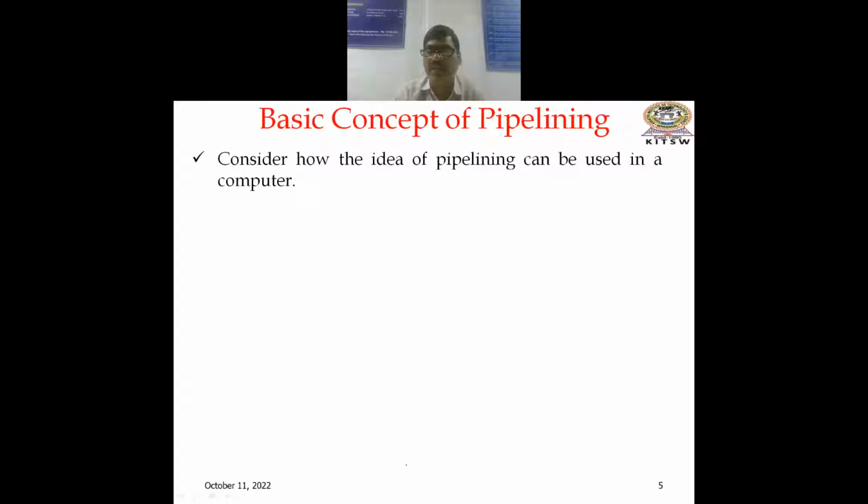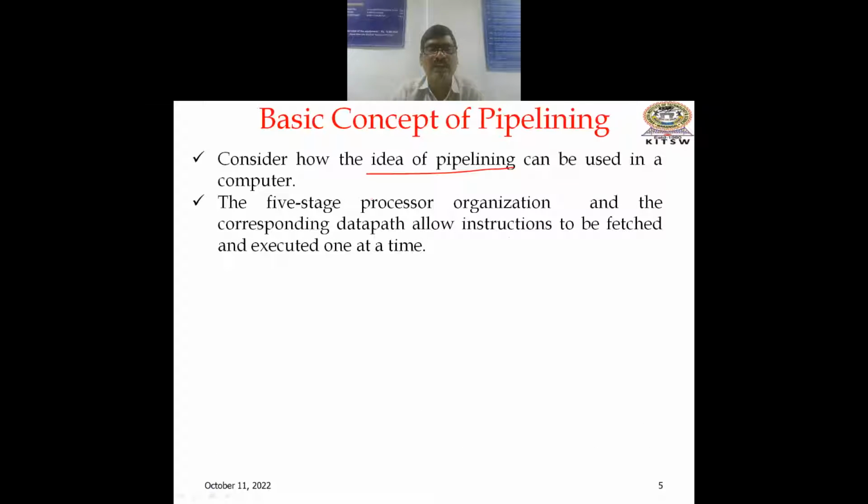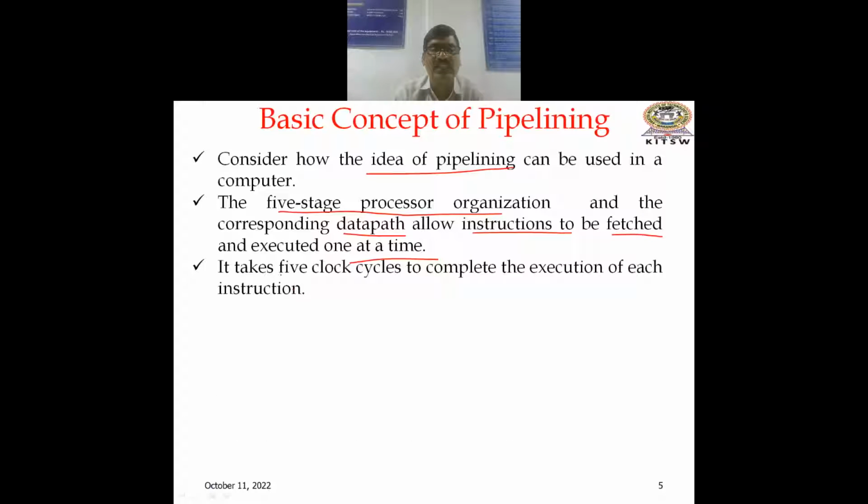So if we are able to apply that particular concept of the assembly line in computer hardware when we are executing instructions, that is the idea of pipelining used in computers for execution of instructions. We discussed the five-stage processor organization and the corresponding data path in the previous classroom discussion topic, where the instructions are fetched and executed one at a time. So generally every instruction will take 5 clock cycles to complete its execution.